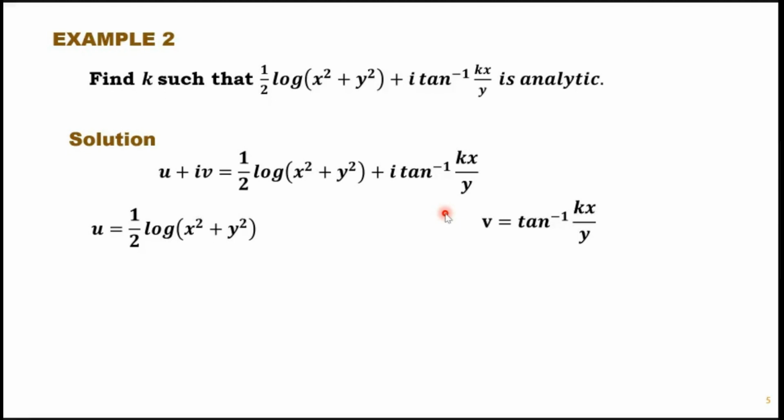Now calculate ux. We have to differentiate u partially with respect to x, so y will remain as a constant. The derivative of log is 1 upon x square plus y square, into the derivative of x square plus y square with respect to x, that is 2x. The 2 and 2 will get cancelled. I will get x upon x square plus y square.